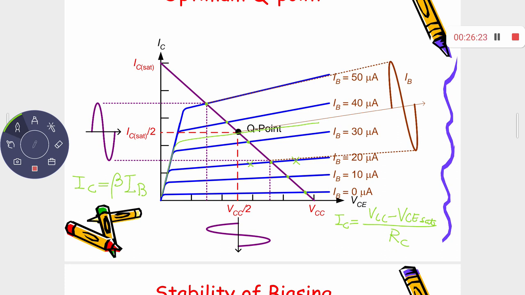So our objective is to ensure that the device always remains in the active region or linear region. It doesn't enter into saturation, nor into cutoff. So beta drops, and you have an experiment.